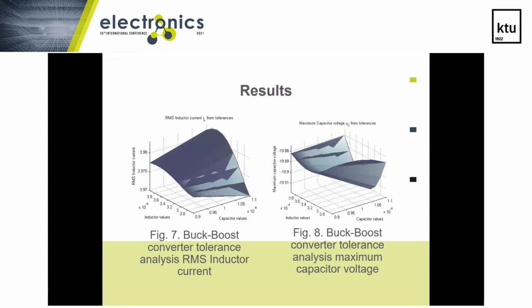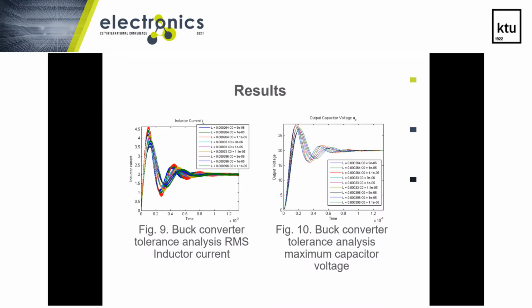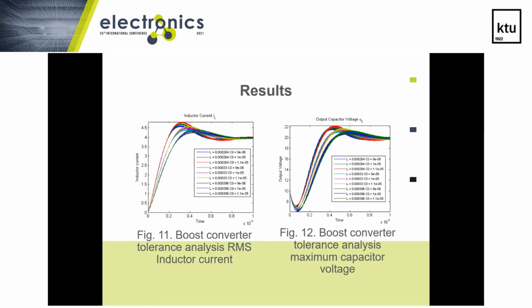And here is the buck-boost converter tolerance analysis. Again, it can be seen how the tolerances of the circuit elements affect the steady state operation of the inductor current and the capacitor voltage. And here are the results for the transient processes. First, again, for the buck converter, with the inductor current and output voltage at different pairs of inductance and capacitance. This is the nominal regime here, in purple. Here is the boost converter.